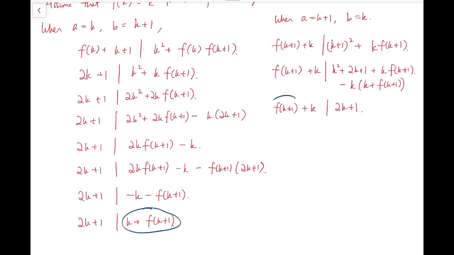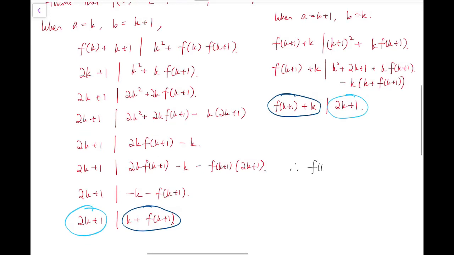So now, at a close look, you will see that these two are the same, and these two are the same. So they actually divide each other, and so I can conclude that f of k plus 1 plus k is equal to 2k plus 1. So f of k plus 1 is obviously k plus 1. And there we go. We've finished the induction step.